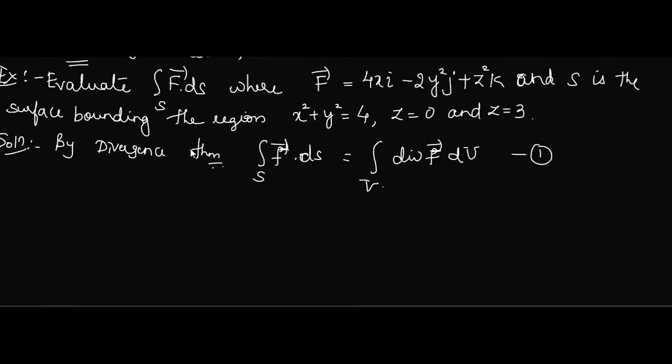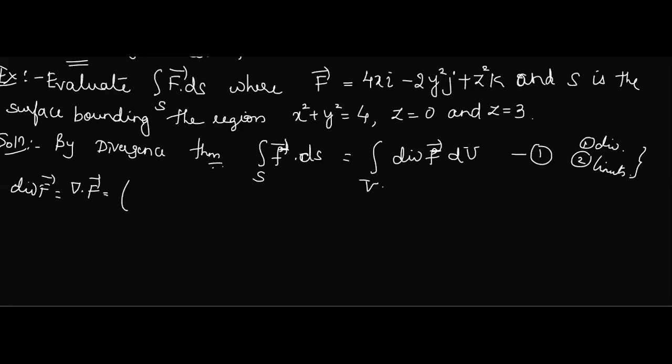Okay. Now to substitute, two things are required. One, we have to find divergence. Second thing, limits. If these things are there, we can easily evaluate the integral. Got it? Now start with divergence of F. How is divergence of F given? Divergence of any vector field is del dot F, the dot product of F with del.